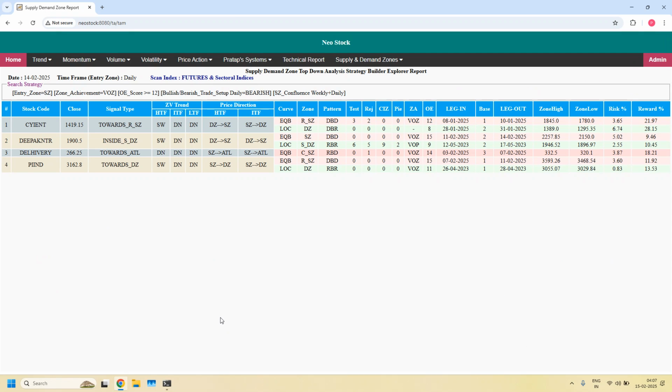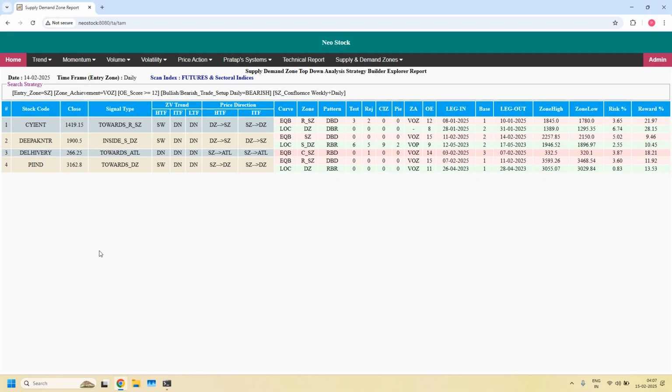With this filter, all 4 stocks are filtered. That means in all these 4 stocks, these daily zones are overlapped with the weekly zone. That means the daily is a fine-tuned zone inside the weekly zone. And if the weekly has weekly EMA confluence, then those stocks are even more high probability.